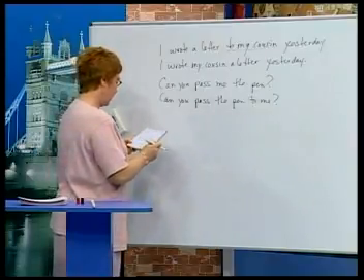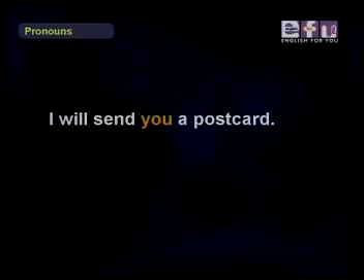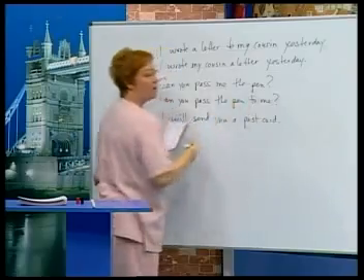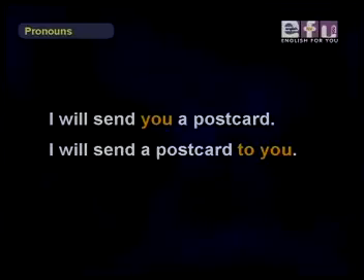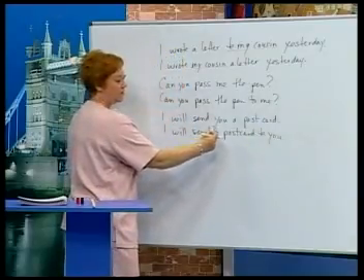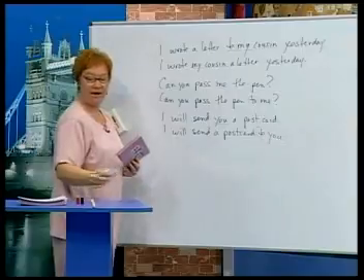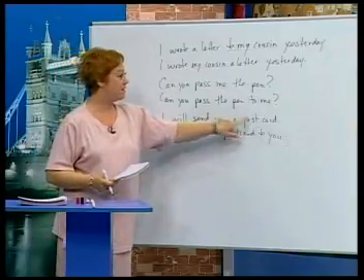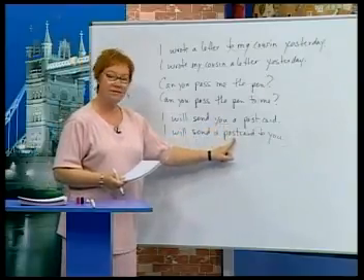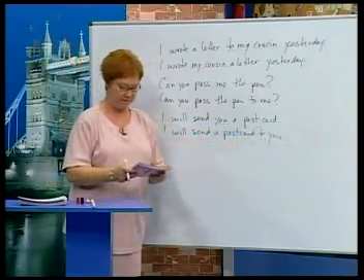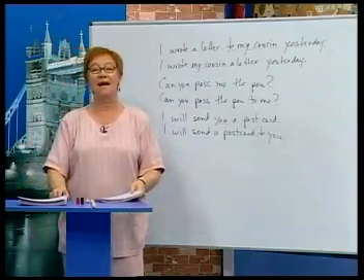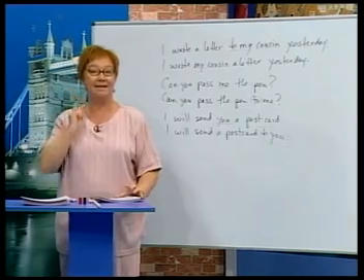Okay, all right, and I will send you a postcard. Okie dokie, Isabel. I will send a postcard to you. Yes, I will send a postcard to you. Okay, again, we took you, because this is the direct object, you becomes to you. Okay, so when it comes before the object, no two, no four. When it comes after the direct object, we have two or four. Okay? All right. Now it's time to look and listen.